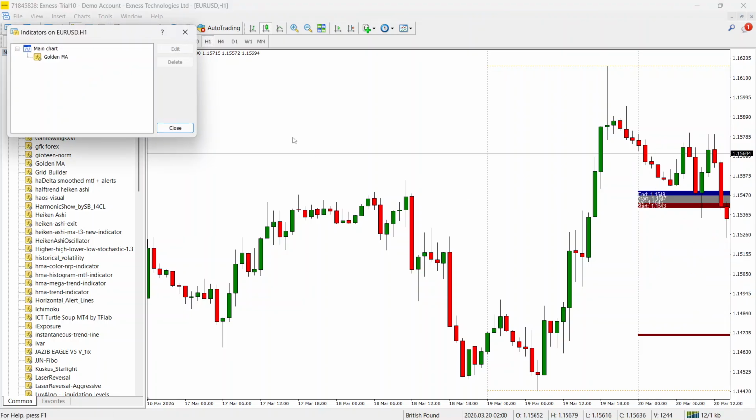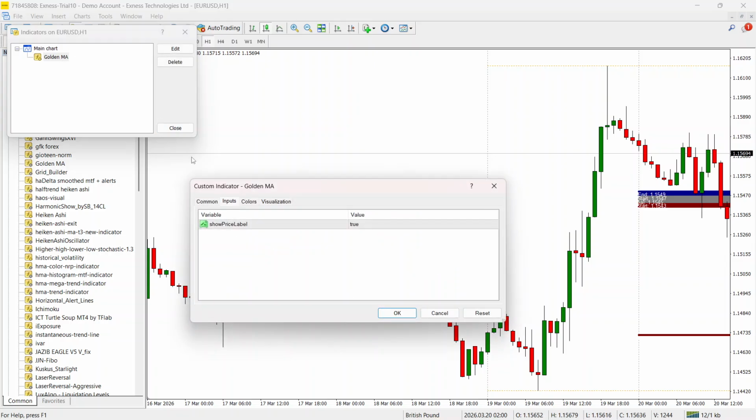If we go over to its settings, we have the show price label, which controls whether the current price value is displayed next to the levels on the chart or not. When enabled, each line can show an accompanying price label, so you can immediately read the exact level you are watching without hovering or measuring.